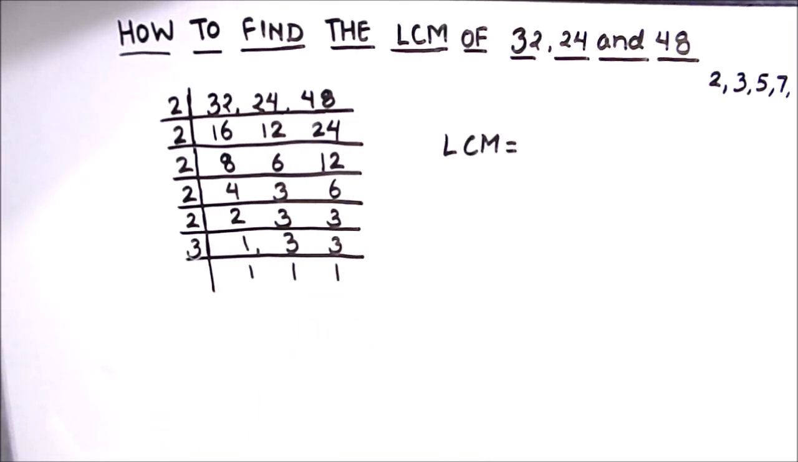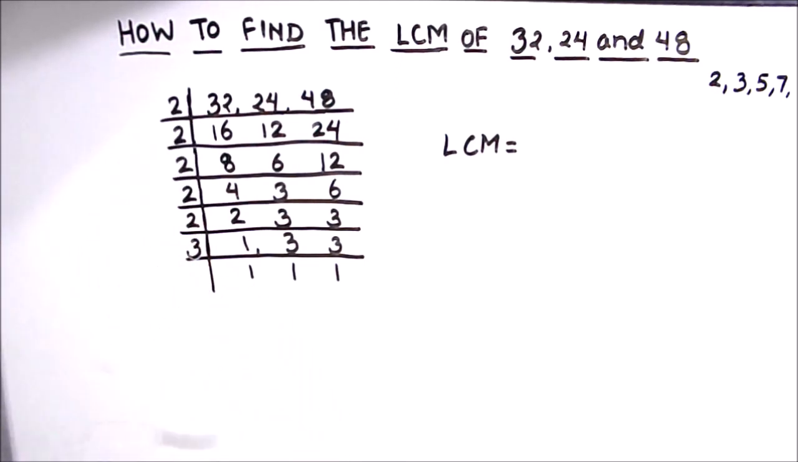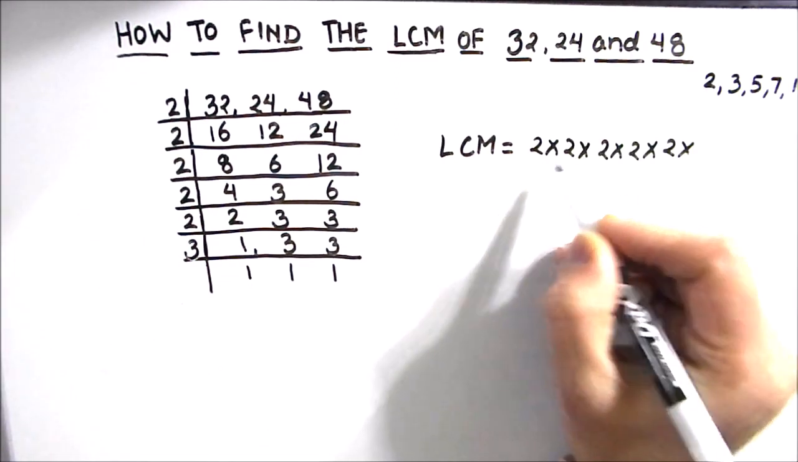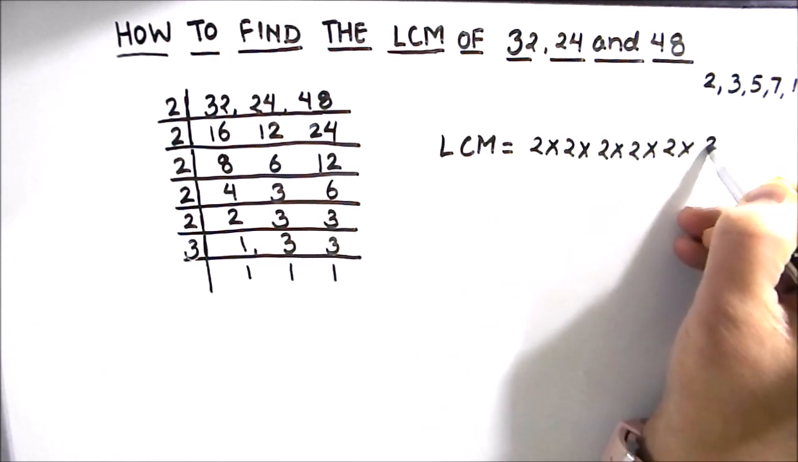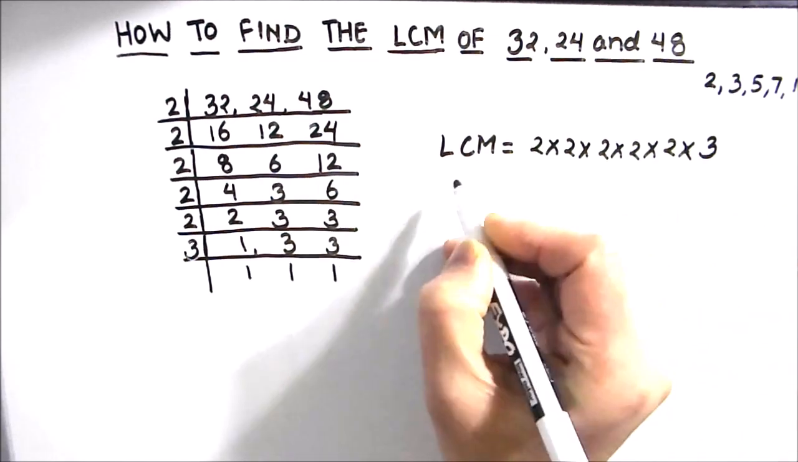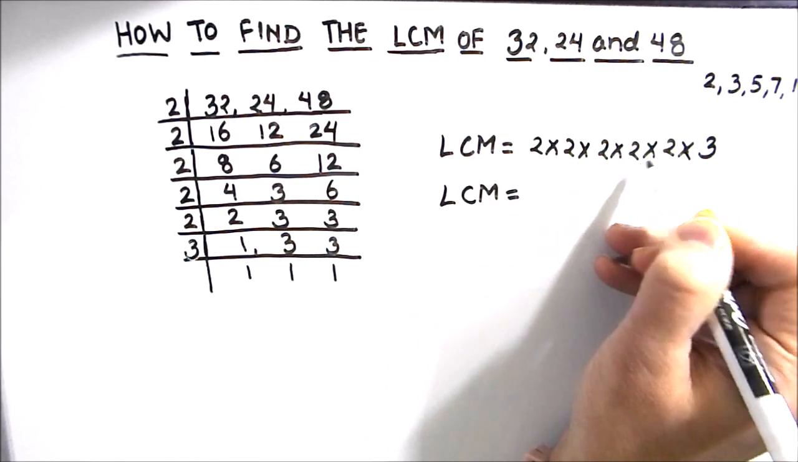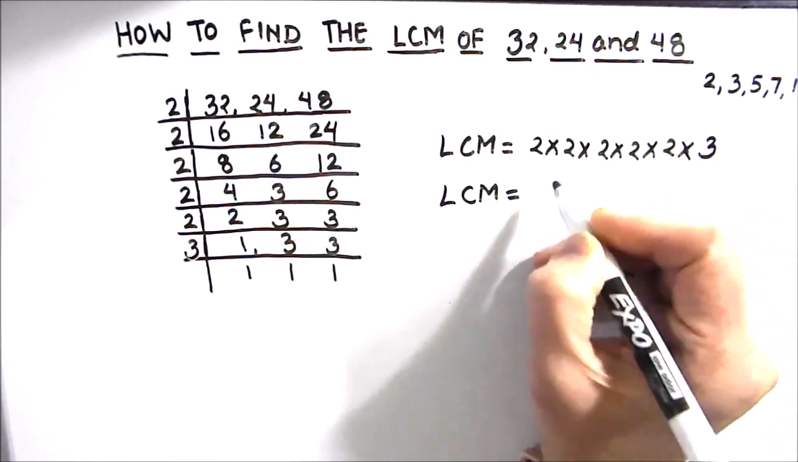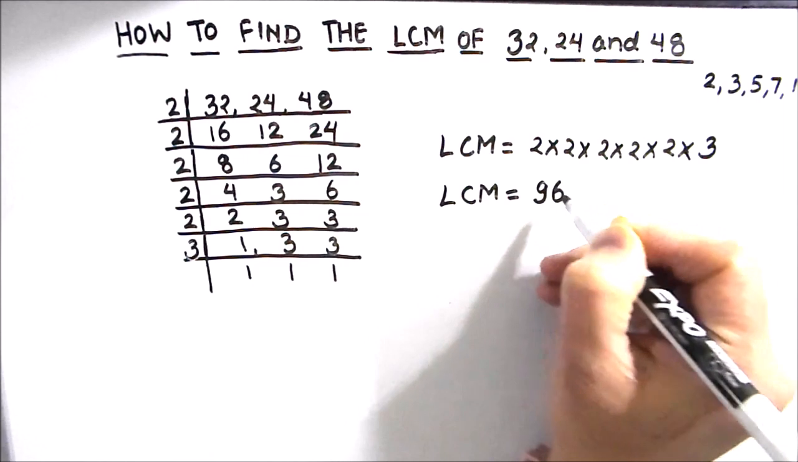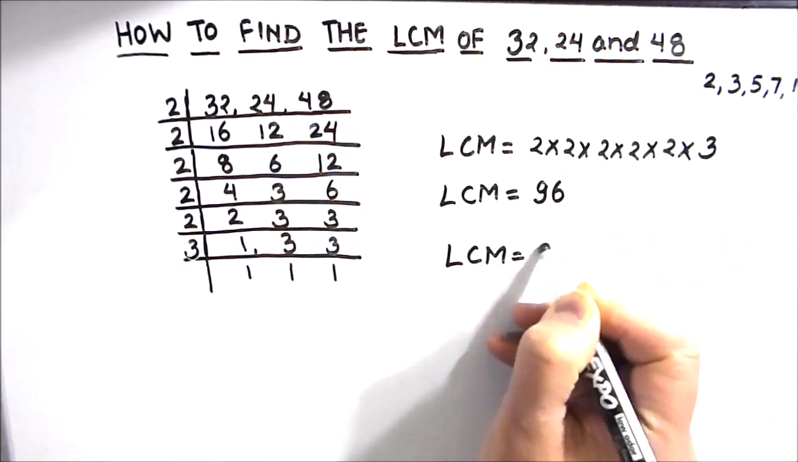Now to find the LCM, we are going to take the product of all the numbers which are on the left hand side of the ladder. So 2 times 2 times 2 times 2 times 2 times 3 will be the LCM of the three numbers. So 2 times 2 is 4, 4 times 2 is 8, 8 times 2 is 16, 16 times 2 is 32 and 32 times 3 will be 96. So the LCM of the three numbers is 96.